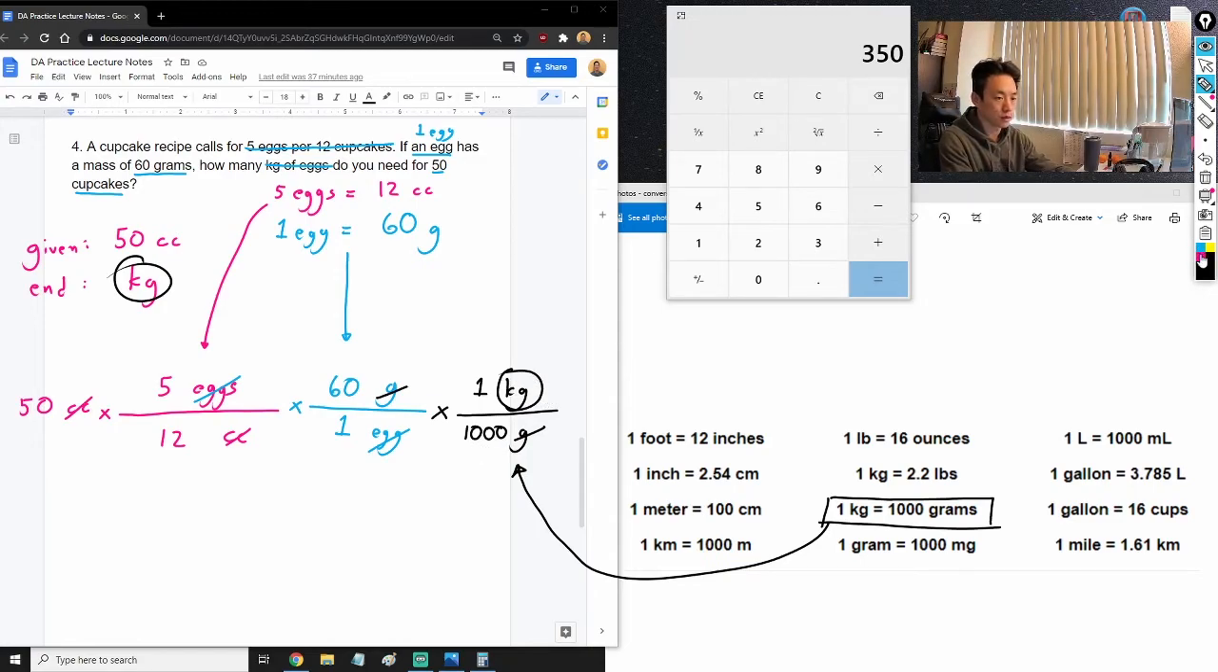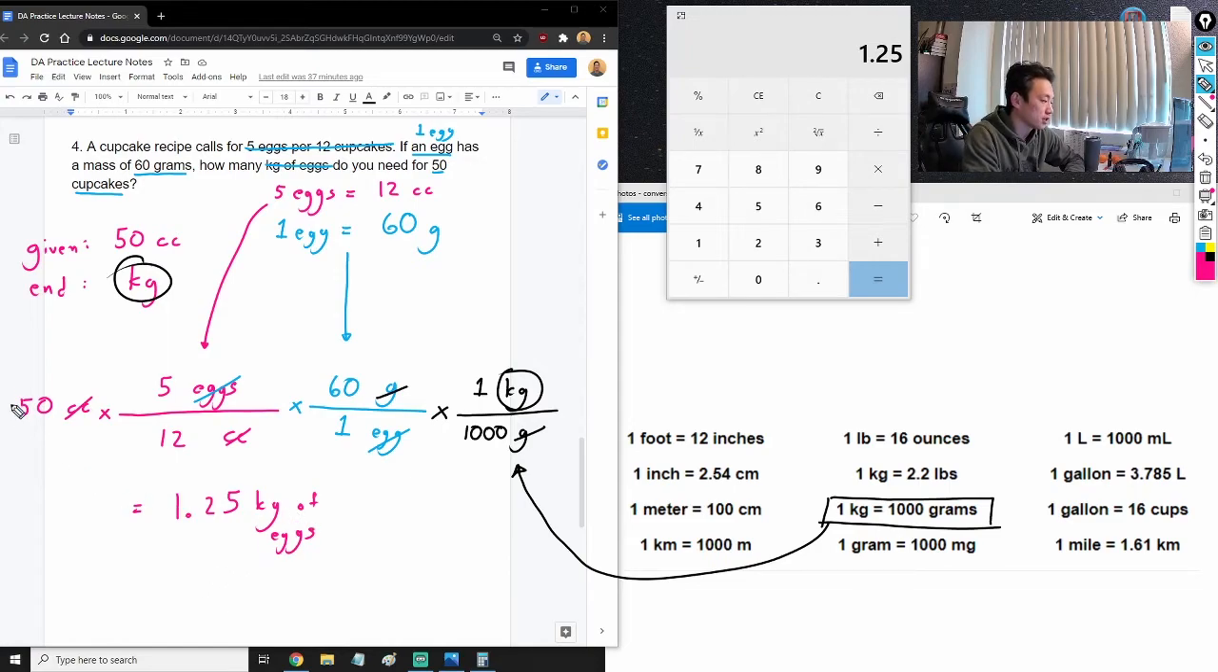Alright, so let's plug it into our calculator. We start with the number 50, and in the first fraction we multiply the top, which is 5, so times 5, and then we divide by the bottom, which is 12. And then we go to the second fraction, we multiply the top, which is 60, we divide by the bottom, which is 1, so we can skip that. And then the third fraction, we can ignore the top since it's 1, but we do need to divide by the bottom, which is 1,000. So for our final answer, we get 1.25 kilograms. If you want, you can say of eggs, but 1.25 kilograms is fine.